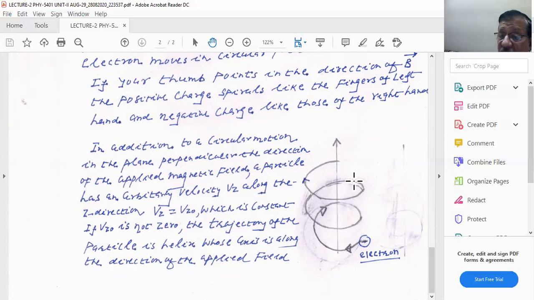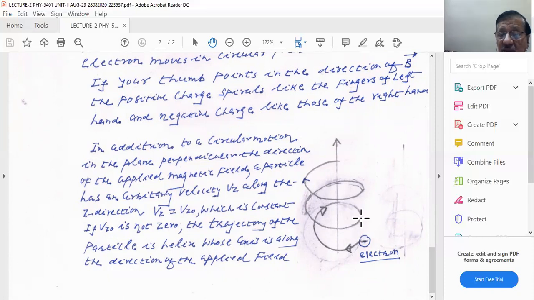We want to find out the pitch of the helix, that is, the distance between two consecutive threads of the helix. That we will discuss also. And we want to study a very important thing, that plasma behaves like a diamagnetic material in a uniform magnetic field. It behaves like a diamagnetic substance, that we want to understand.